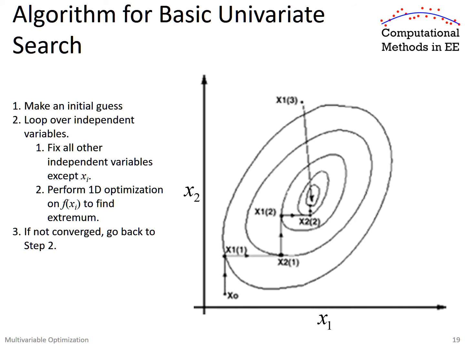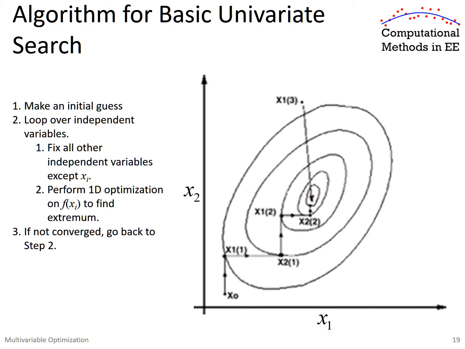So in the univariate search, what we do is we optimize one variable at a time. So for example, we might have a starting point and we optimize in the direction of x2. Then we move on to x1, optimize in the direction of x1, then optimize in the direction of x2, then x1, and so on, and we march our way there.